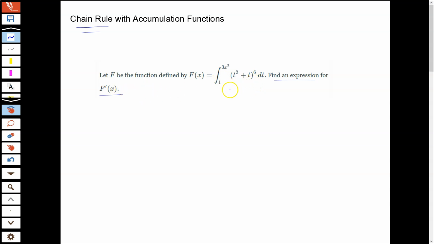We have this accumulation function. And let's zero in on the difference, the new thing: 3x to the third, right? So this upper bound is looking a little bit crazier than what we're used to.